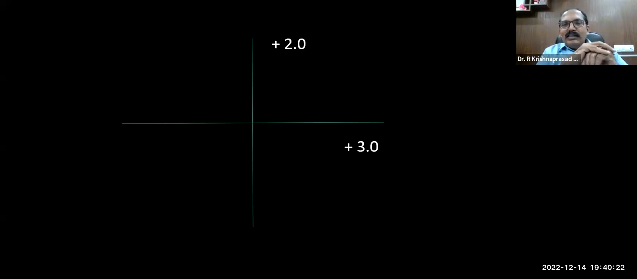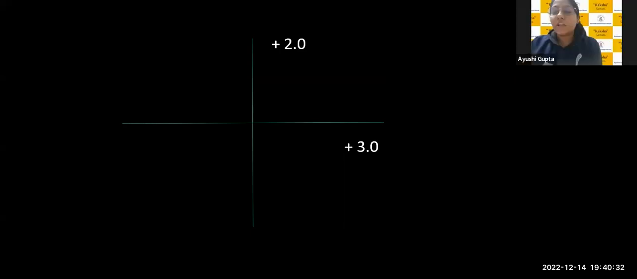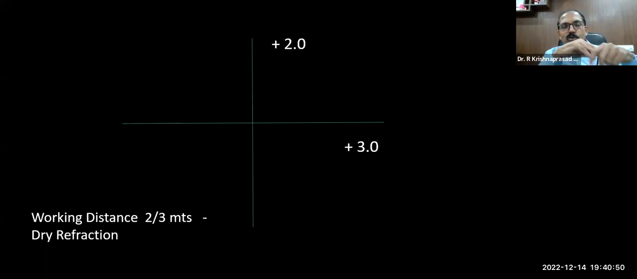it's plus 2 at 90 and plus 3 at 180 degrees, and they ask you to give the acceptance, what will be your answer, Dr. Ayushi? So first we need to know the working distance and the cycloplegic used. Exactly, that's a very pertinent thing. You just cannot give the acceptance based on the retinoscopy value. You need to know at what distance these readings have been recorded, and also the amount of cycloplegia, because accordingly we do it. So the working distance is 2/3 meters and it's a dry refraction. We have not used any cycloplegia. Can you tell me what the acceptance is?